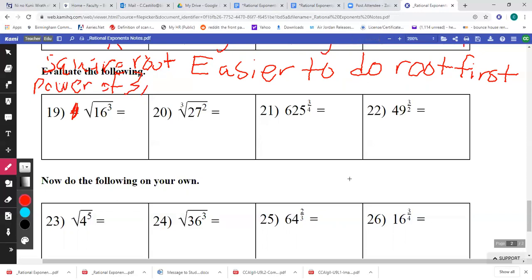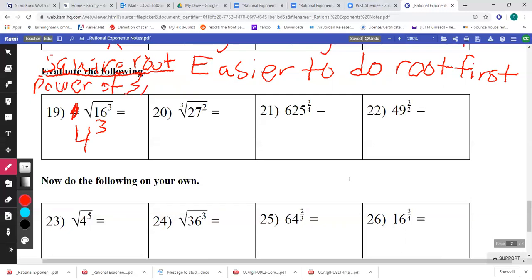What is easier to do first is always look at the root. So you see the first thing that we're going to do is take the square root. So what is the square root of 16? That's 4. So this is going to become 4 to the third. Okay. Does everyone see what we did there? We saw that it's a square root of 16. So I know that's 4. And then now I'm going to do the power.